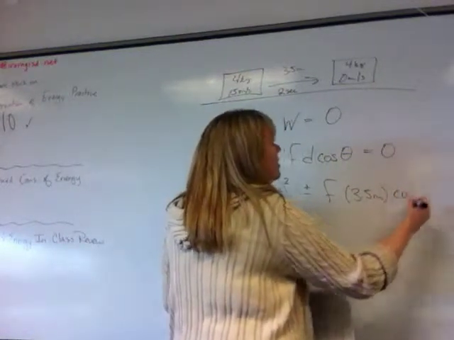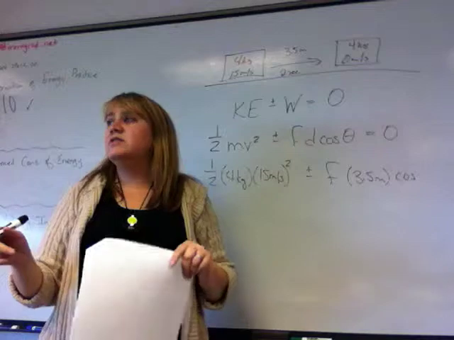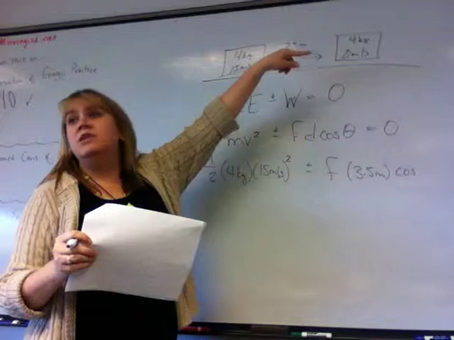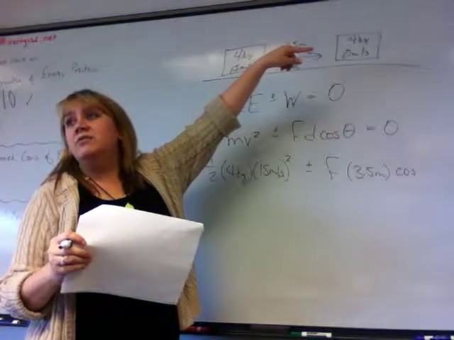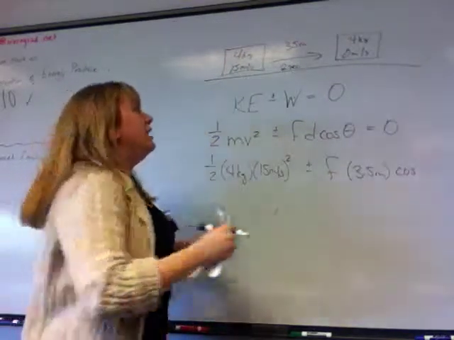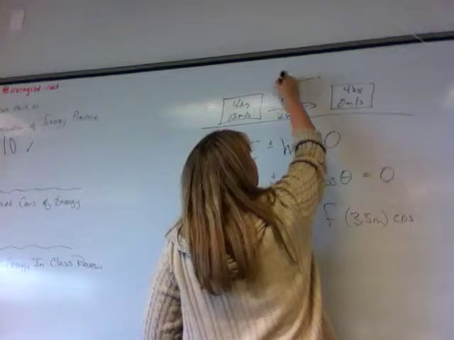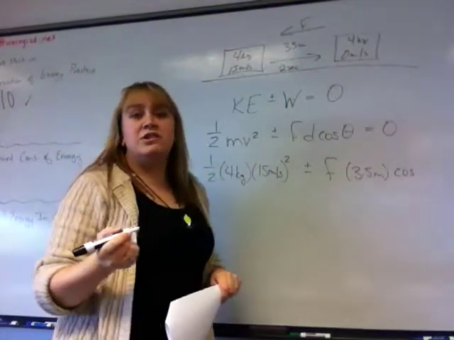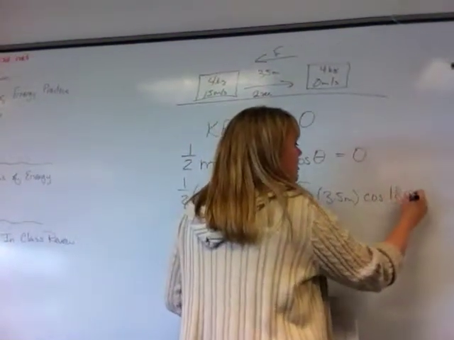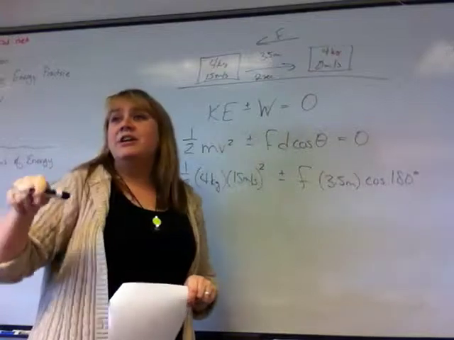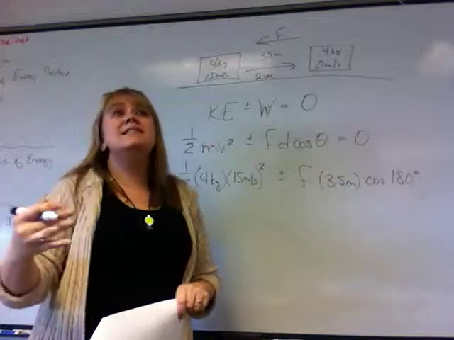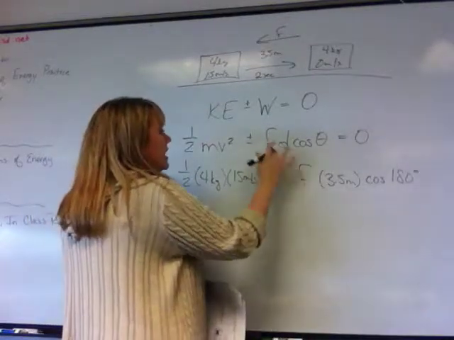Now for cosine, we have to look at the direction of the force versus the distance it's traveling. It's traveling to the right, but it's being slowed down. What force is going to slow it down? Friction. And what direction is friction? It's the other way, so our force of friction is in the opposite direction. What degree is that? That's 180. So cosine of 180, type it in your calculator, what do you get? -1.